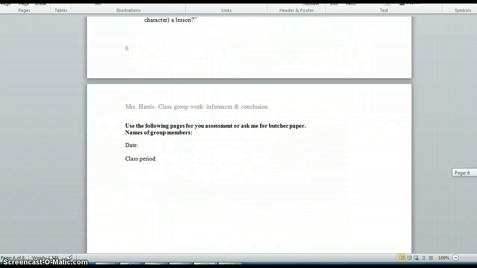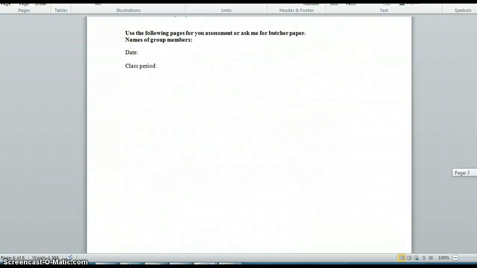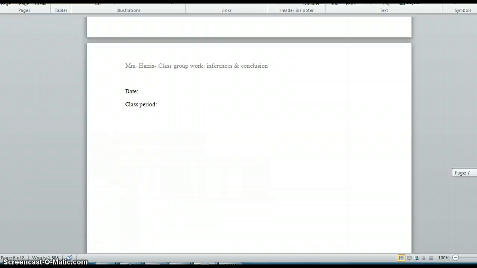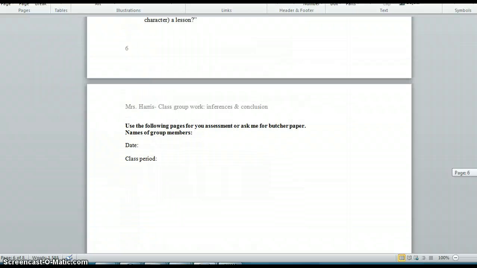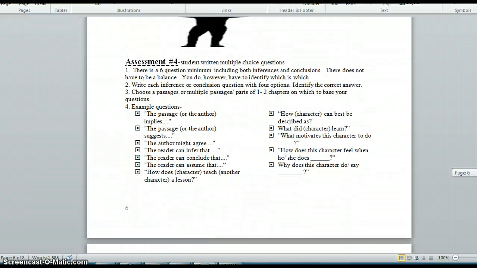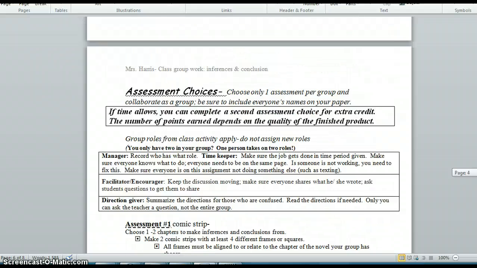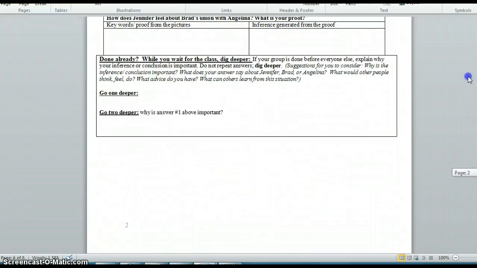So here's where you actually write or draw your actual assessment. But if you want butcher paper, I'd be happy to give it to you. Any questions, please go back, review, and reread, and I'll see you in class.